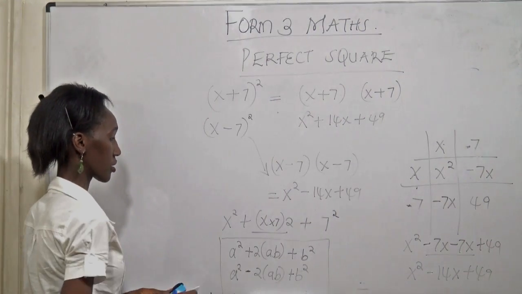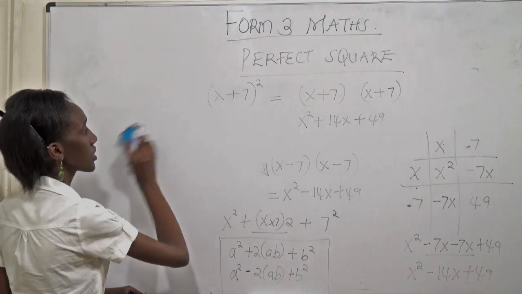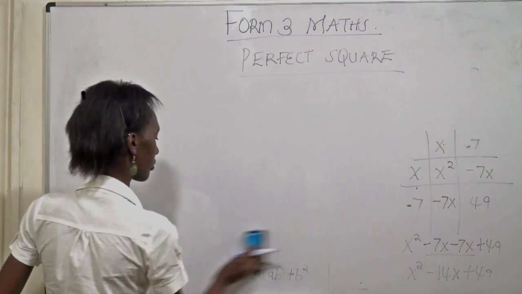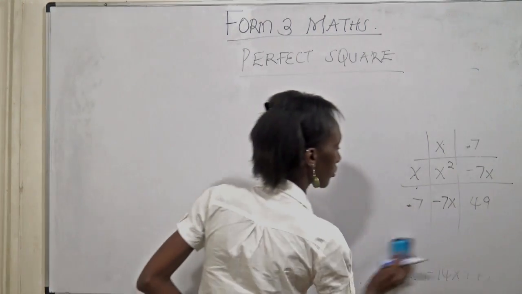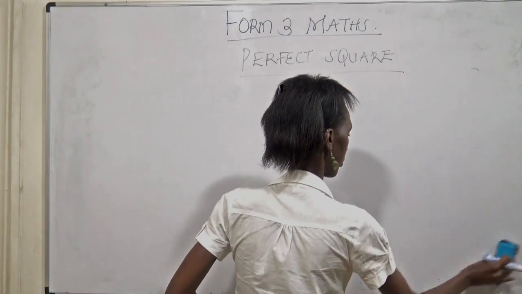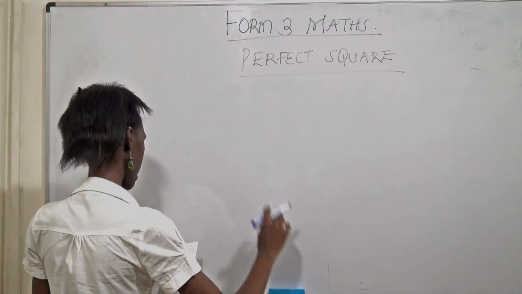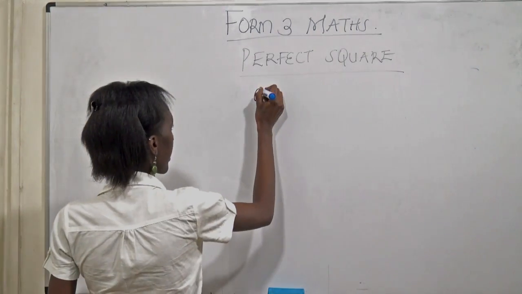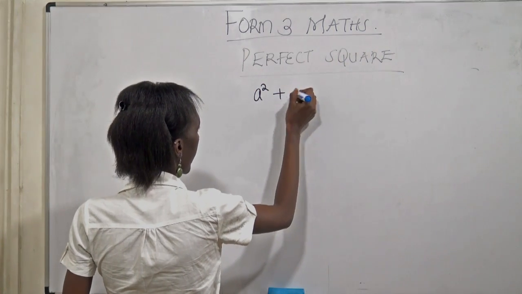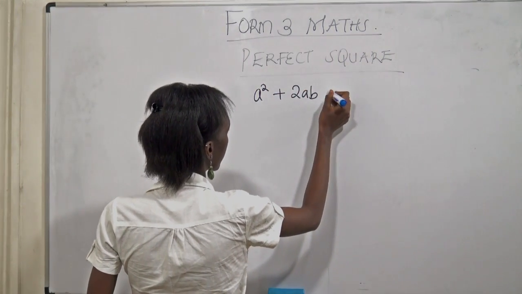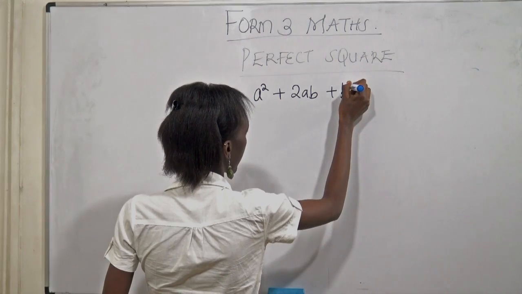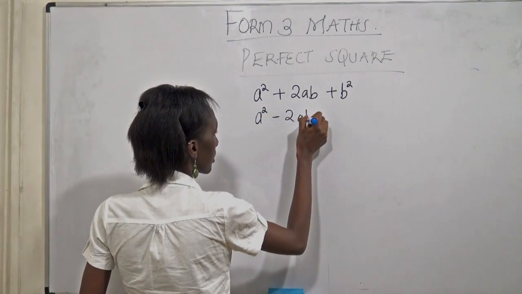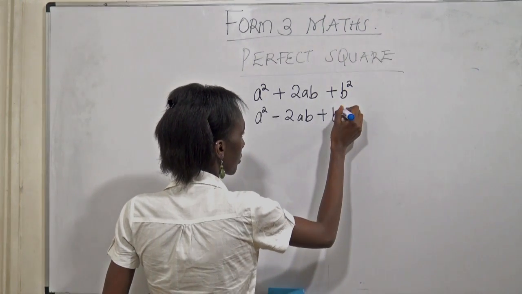So let us look at just one example of this before we wind up. You have to write down your formula. So this is what we do: it is either a squared plus 2ab plus b squared, or a squared minus 2ab plus b squared.